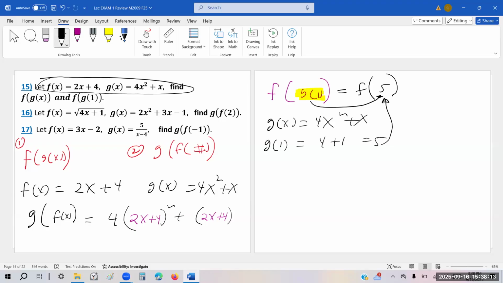So you go to the f function, 2x plus 4. And then what is f of 5? 2 times 5 plus 4. So 14. So if they don't ask you to find the composite function, don't waste your time finding the composite function. Just work with the numbers and your life will be easier.